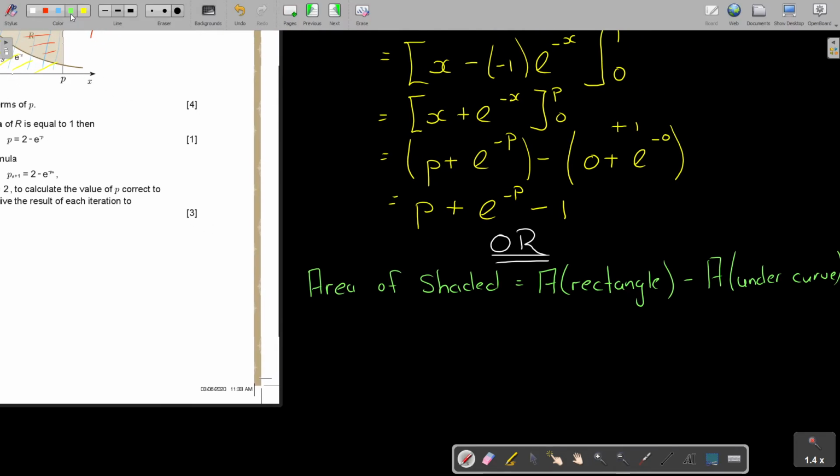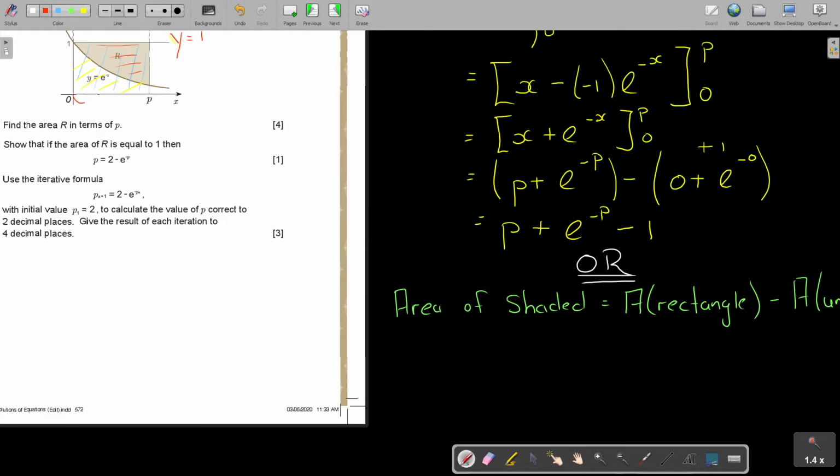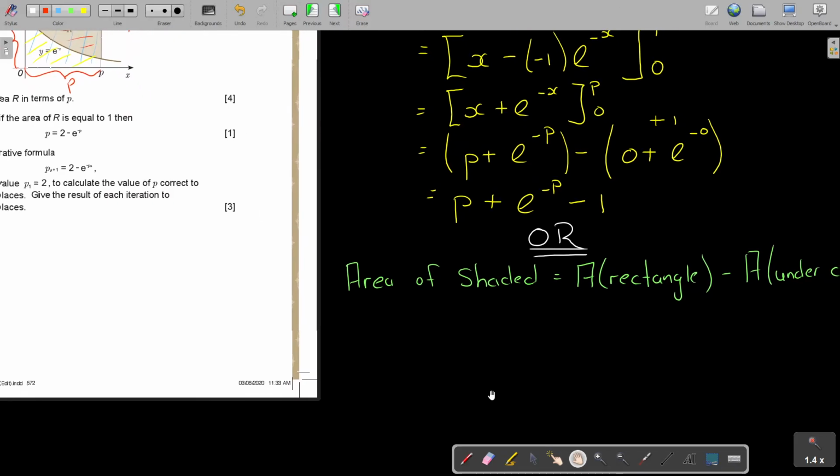So what is the area of the rectangle? I have to go back again, because don't forget, that is P, and that is 1. And the area of a rectangle is just length times breadth. So it's just going to be P times 1.